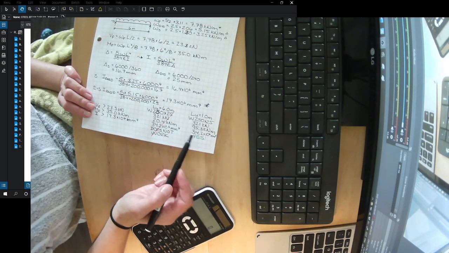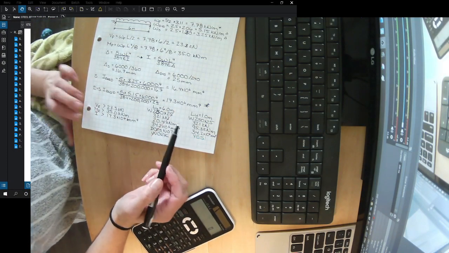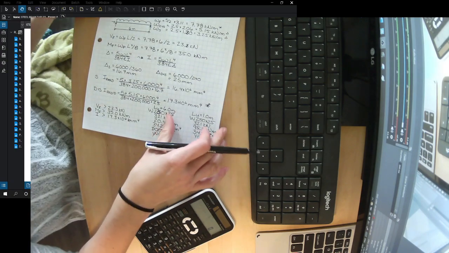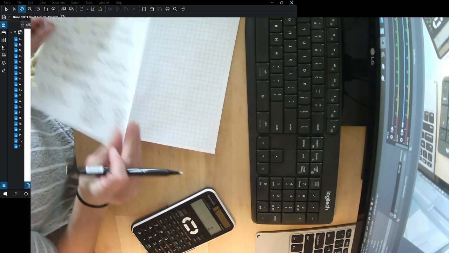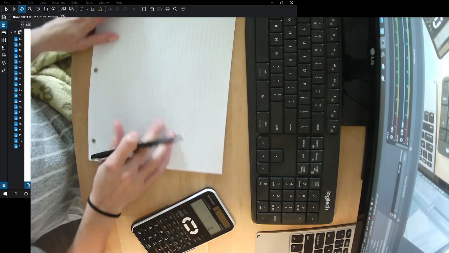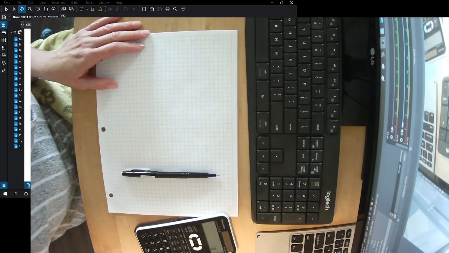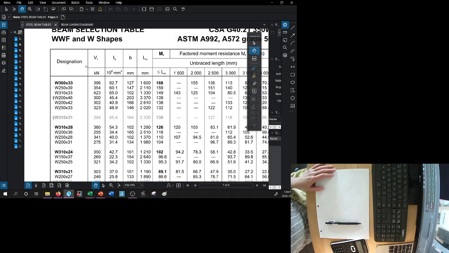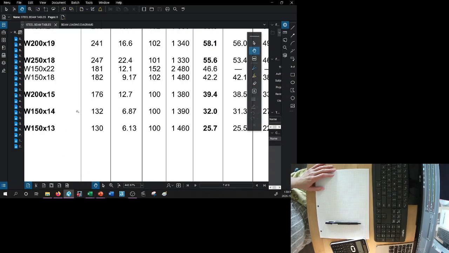It seems like all of these are in the range, but maybe we could find a better beam. Let's try one more thing. Let's go back and look at that PDF and see if there's anything that works.